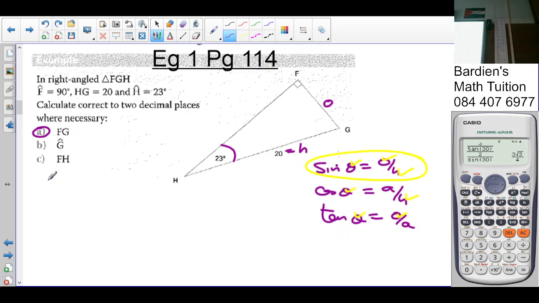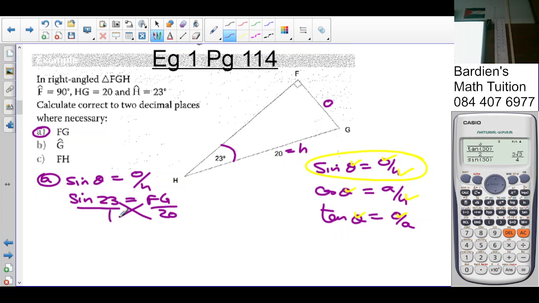So we write down sine first. So we say sine theta equals opposite over hypotenuse. So we say sine, what's the theta angle? Equals opposite, which is FG, over hypotenuse, which is 20. So we cross multiply. So we now say FG is equal to 20 sine 23.